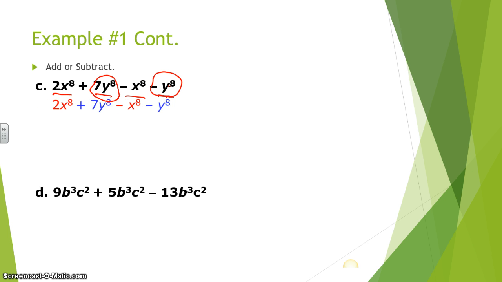So let's first find our like terms, which we did. Notice the red is x to the 8th. So we have our 2x to the 8th, and our negative x to the 8th is in red. Our 7y to the 8th and negative y to the 8th is in blue. So we identified our like terms.